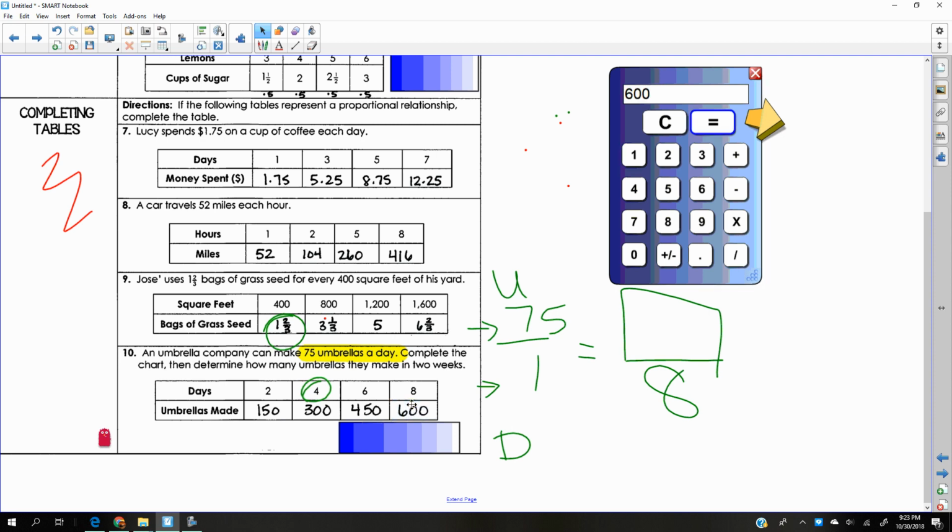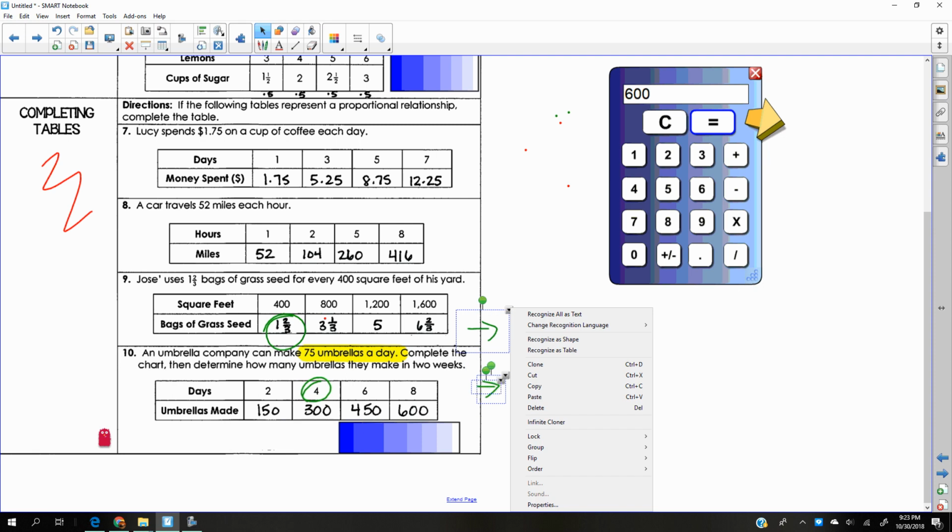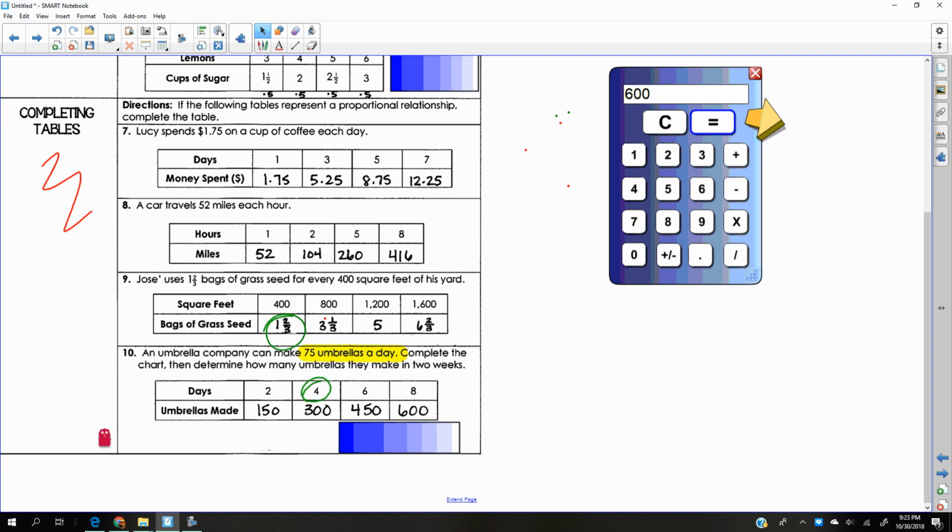75 times 8 equals 600 divided by 1 equals 600. Oh, there it is. So now, there's another question. How many can they make in 2 weeks? So think about it. How are you going to figure that out? What do you need to know about 2 weeks? You need to know how many days are in 2 weeks. So before you can figure that out, you got to figure out how many days are in a week, right? You guys know that. Y'all are smart.